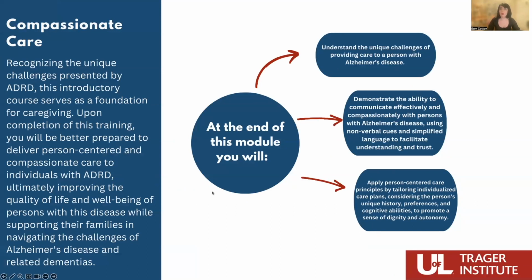At the end of this module, you'll be able to understand the unique challenges of providing care to a person with Alzheimer's disease and related dementias. You'll be able to demonstrate the ability to communicate effectively and compassionately with persons with Alzheimer's disease and other types of dementias using things like nonverbal cues and simplified language to facilitate trust and understanding. And you'll also be able to apply person-centered care principles by tailoring individual care plans, really considering that person's unique history, their preferences, what matters most to them, and their cognitive abilities to promote a sense of dignity and autonomy.